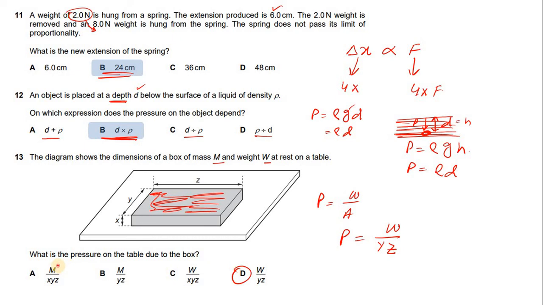So mass, of course, you can ignore immediately. Do not waste your time. Yes, this is the volume. We do not use volume in pressure. We use area. So Y into Z is the area. Option is D.